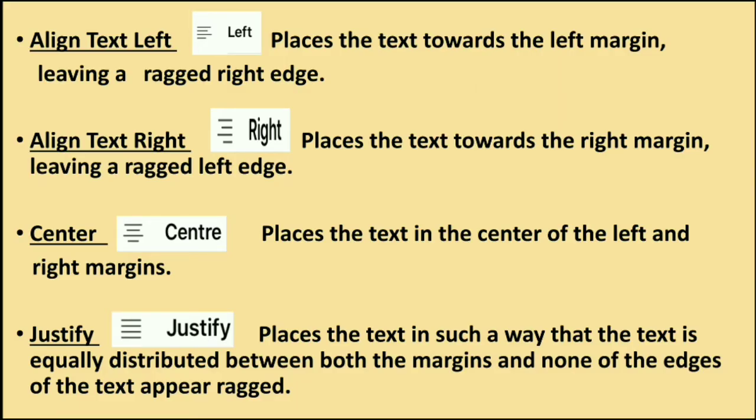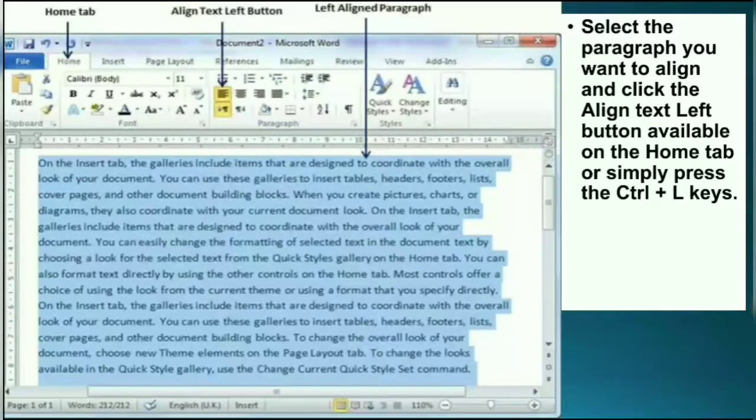Align text left places the text toward the left margin, leaving a ragged right edge. Align text right places the text toward the right margin, leaving a ragged left edge. Center alignment places the text in the center of the left and right margins. And justify places the text in such a way that the text is equally distributed between both margins and none of the edges of the text appear ragged.